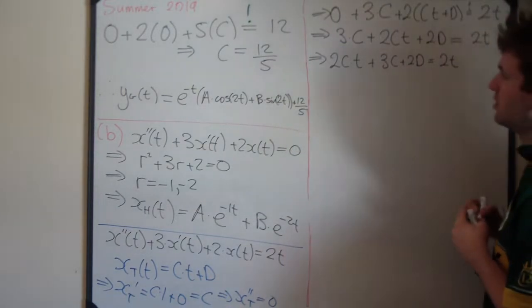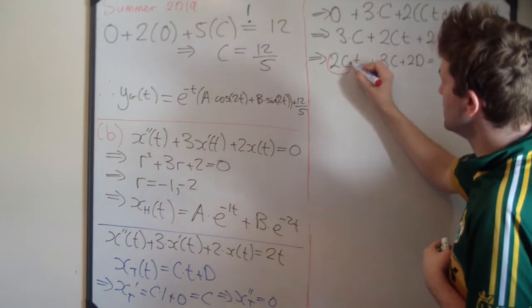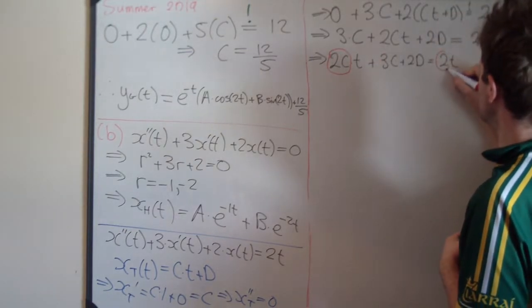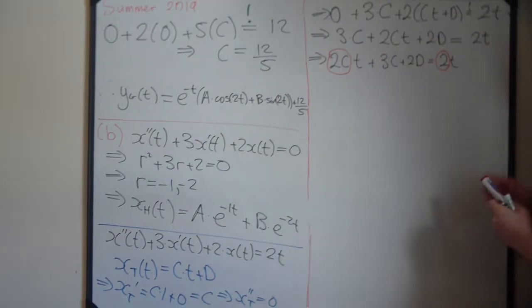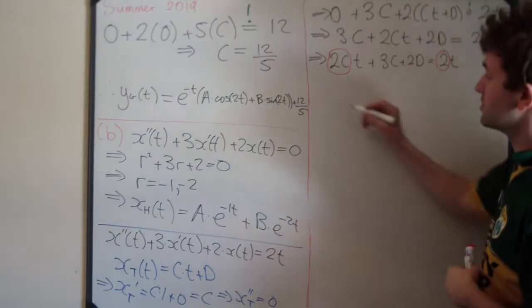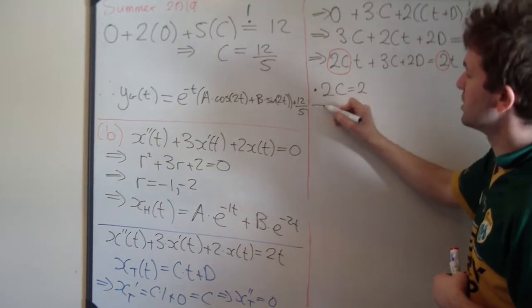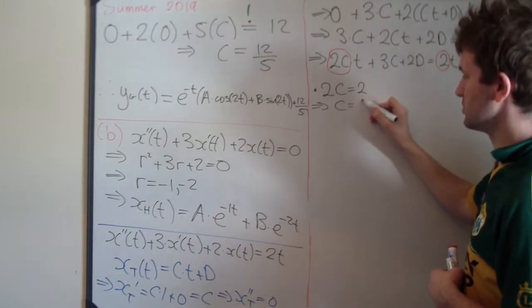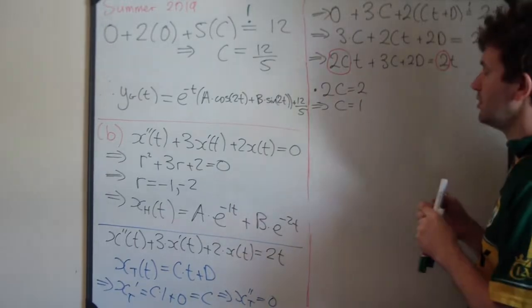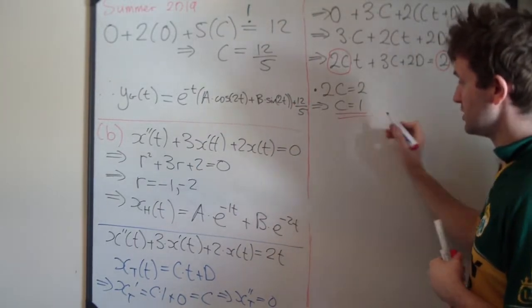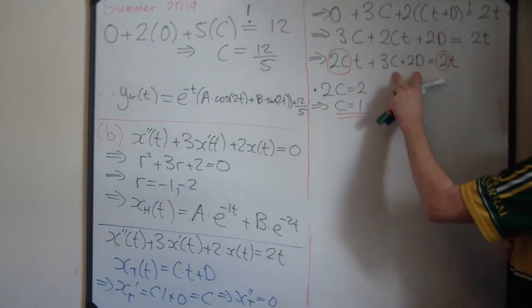On the left, you've got 2c times t, and that 2c must equal 2. So no big mystery about what c is going to be. I want 2c to equal 2, divide both sides by 2, c must equal 1. If c is equal to 1, there's a chance. Now can you deal with the rest of it?